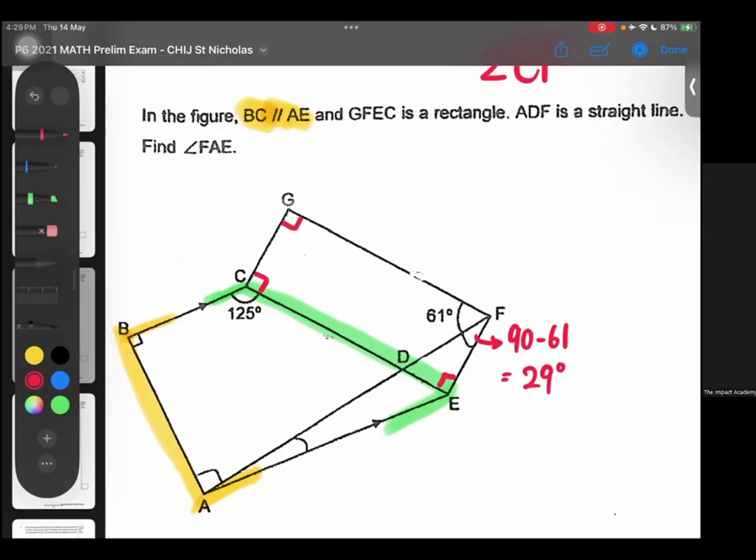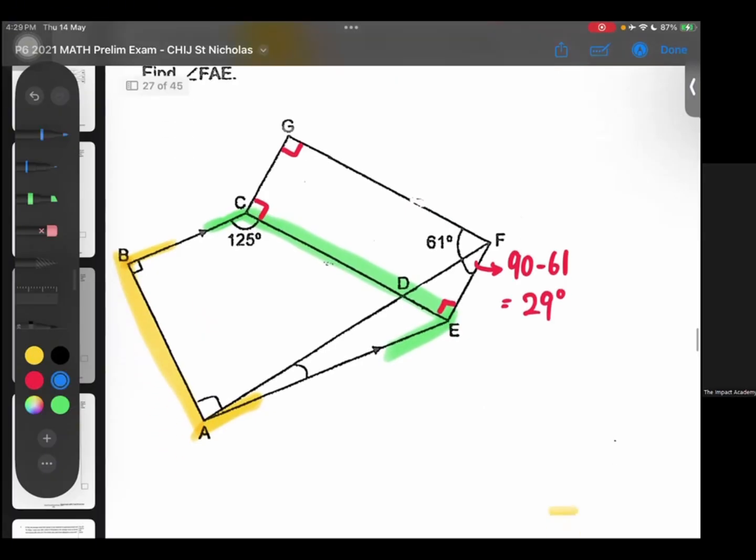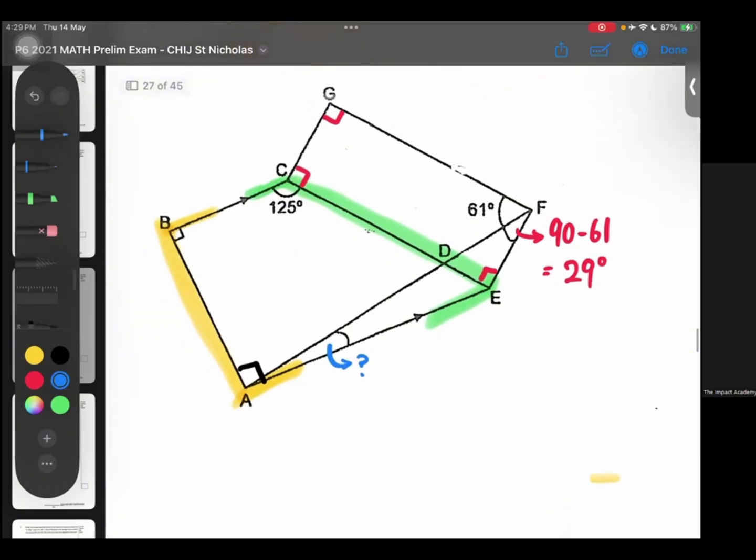The question wants us to find angle FAE. Where's FAE? FAE is this one over here. This is the question mark that we have. Am I making sense? They also very kindly told us that this entire thing is a right angle. If I want to find that, it's very simple. I can start by finding this. What is this? This is basically 180 degrees, because they are angles on a straight line, minus away 125 degrees. 180 minus 125, we get an answer of 55 degrees.